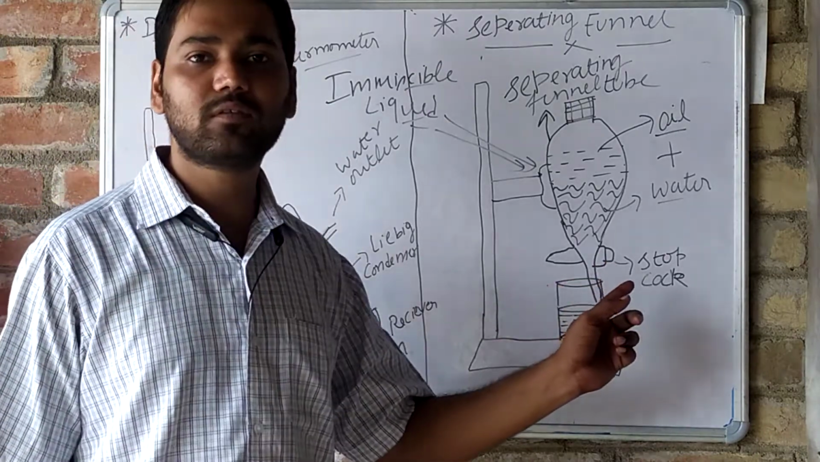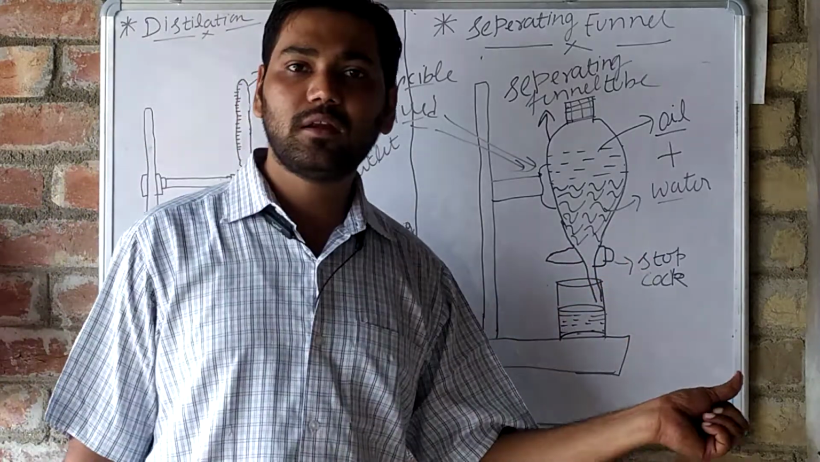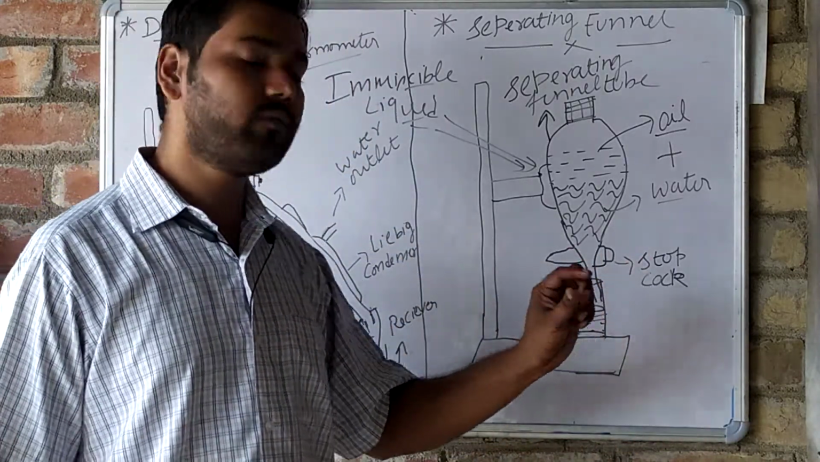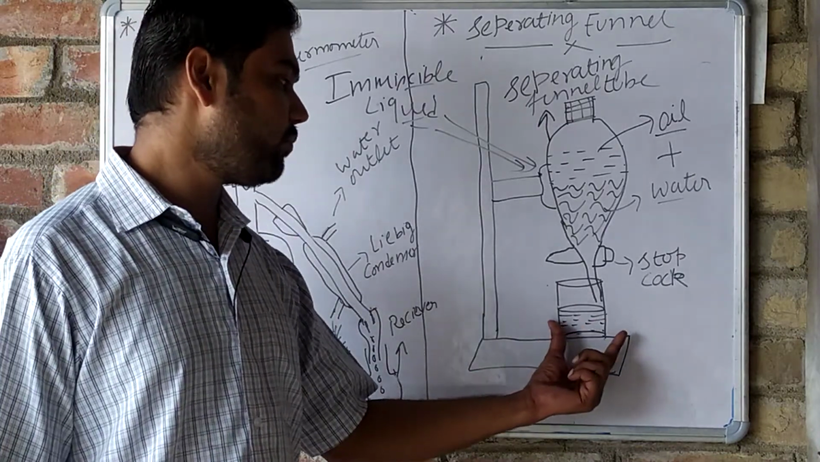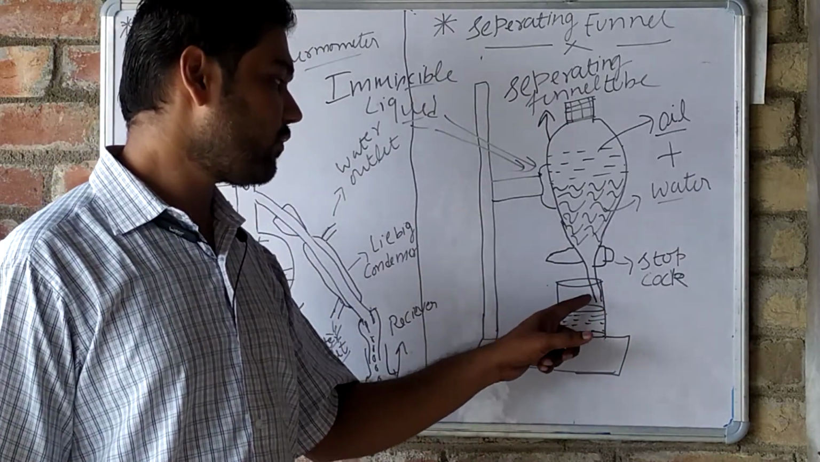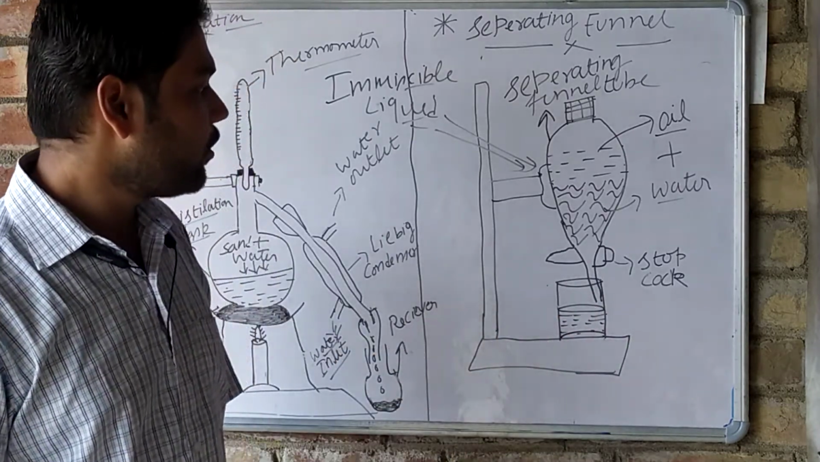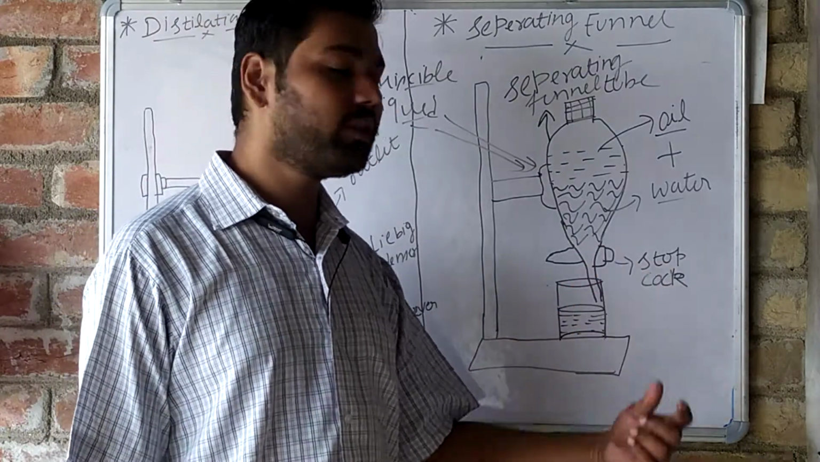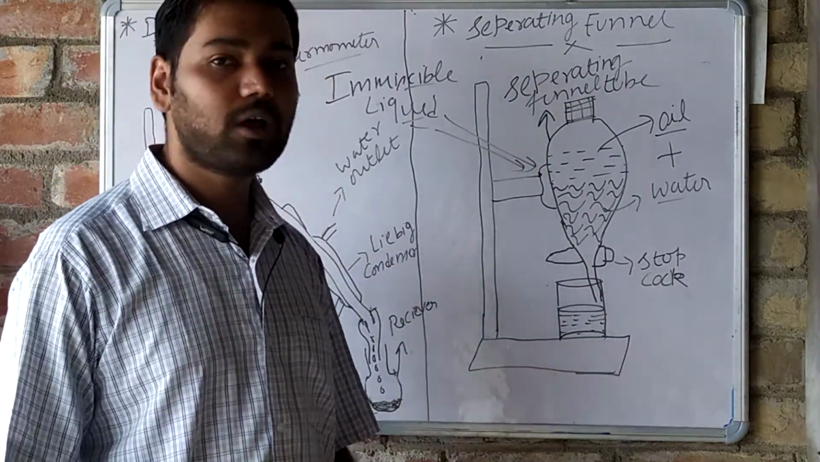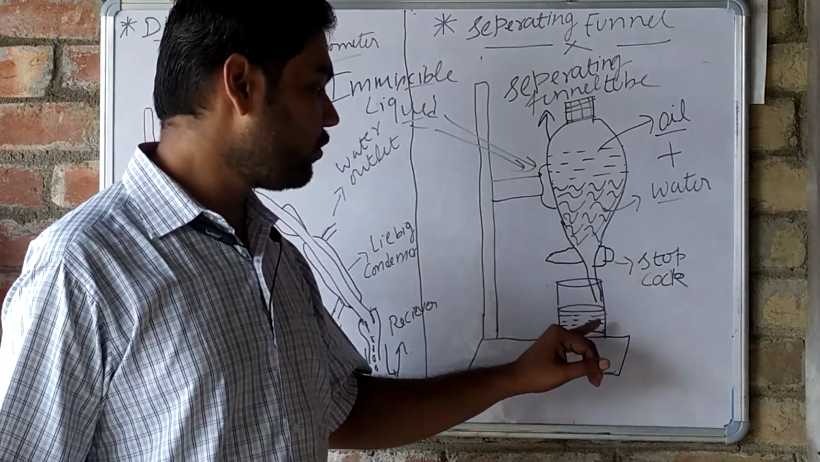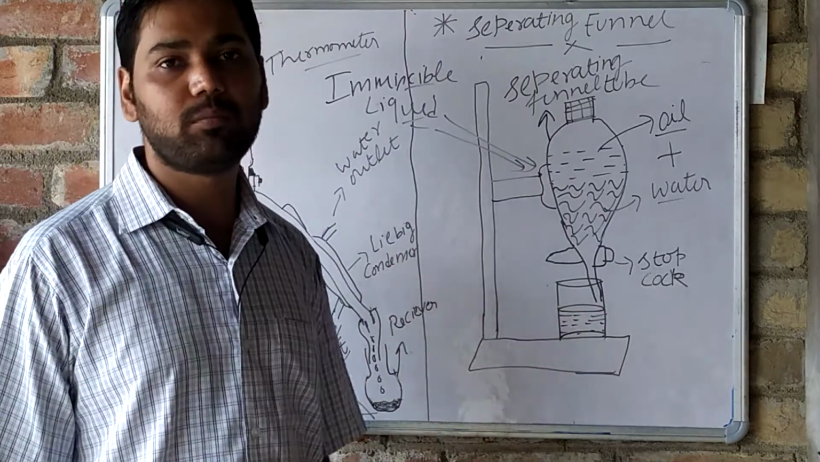The stop cock works to allow the liquid to flow. If you tighten the stop cock, it will not allow the liquid to flow. We will have a beaker placed here. This is the funnel, and this tube is kept inside the beaker. When we open this stop cock, the liquid starts flowing into the beaker. We will collect the whole liquid in one beaker.